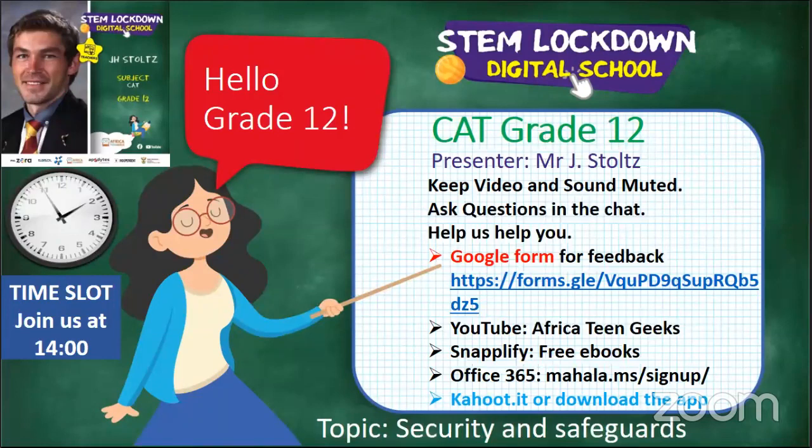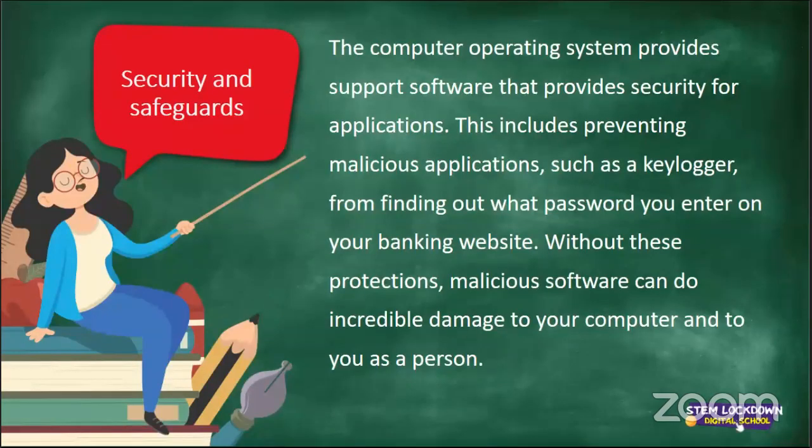Okay, so we're going to start security and safeguards. The first one we've got is the definition: a computer operating system provides software that provides security for applications. So this is all about your computer and how your computer can be kept safe.